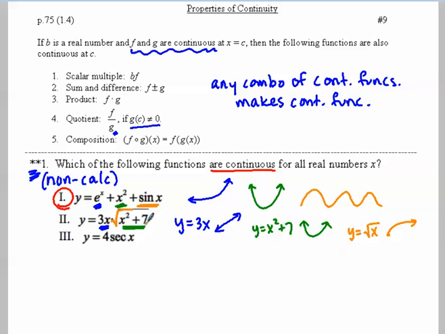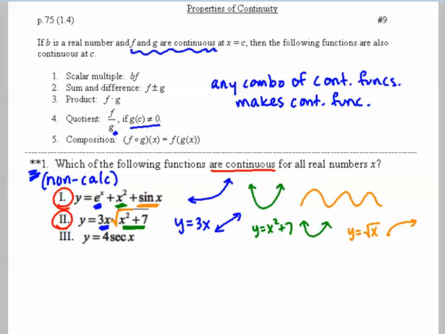Now this quadratic and this square root function are composed into each other. These are compositions. The quadratic is inside the square root function. And remember, composition also leads to continuous functions. So I'm multiplying a continuous times a composition of continuous. Therefore, this is also continuous.